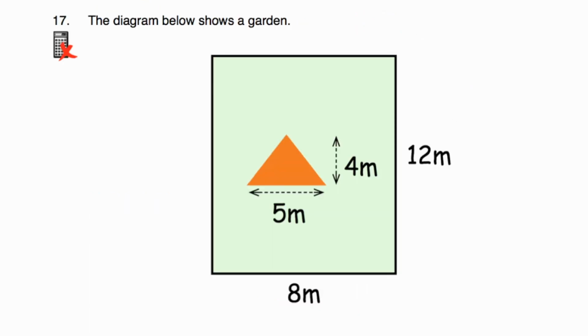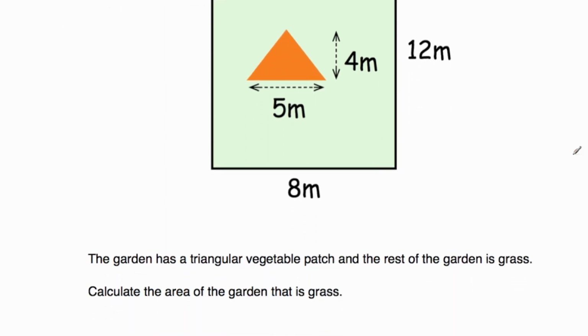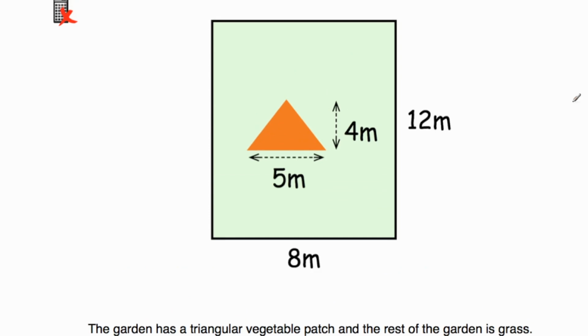Okay, let's have a look at question number 17. It says the diagram below shows a garden. We've got this garden with a total length of 12 meters and a total width of 8 meters, and there's this triangular region in the middle. If we scroll down, we're told some information. The garden has a triangular vegetable patch, and the rest of the garden is grass. So all this green area is grass, and this brown or orange region is a vegetable patch. We've been asked to calculate the area of the garden that is grass, so we want to find the green area.